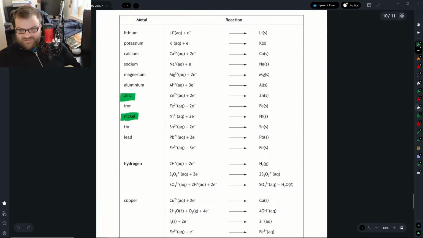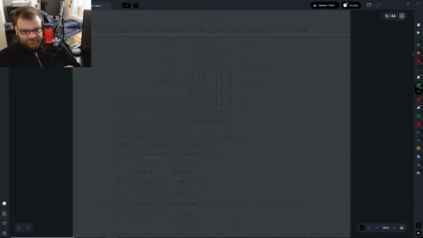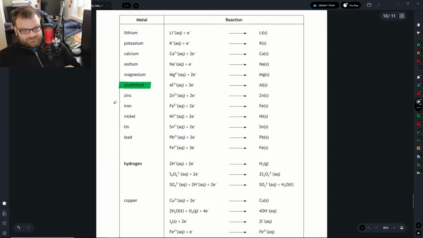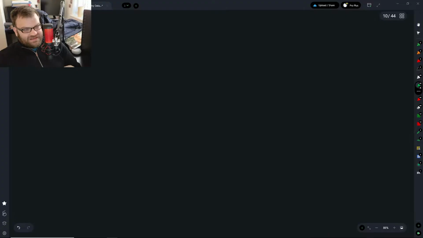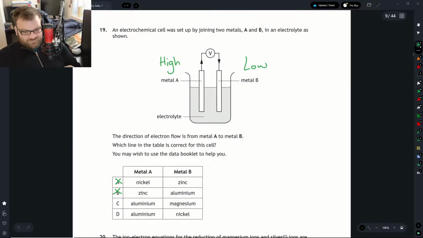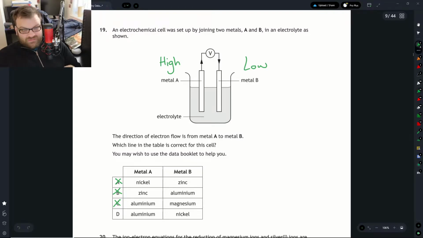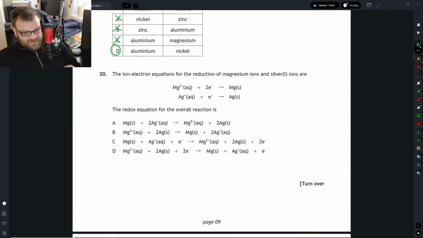Next, it's zinc and aluminium. It would go from aluminium to zinc. So that would again be the wrong way. So both of those have metal B more reactive than metal A. Aluminium and magnesium. Again, it's not going to work. It would go magnesium to aluminium. Then last up, we've got aluminium to nickel, which will be the correct answer. Electrons would move from aluminium down to the nickel. E for 19.